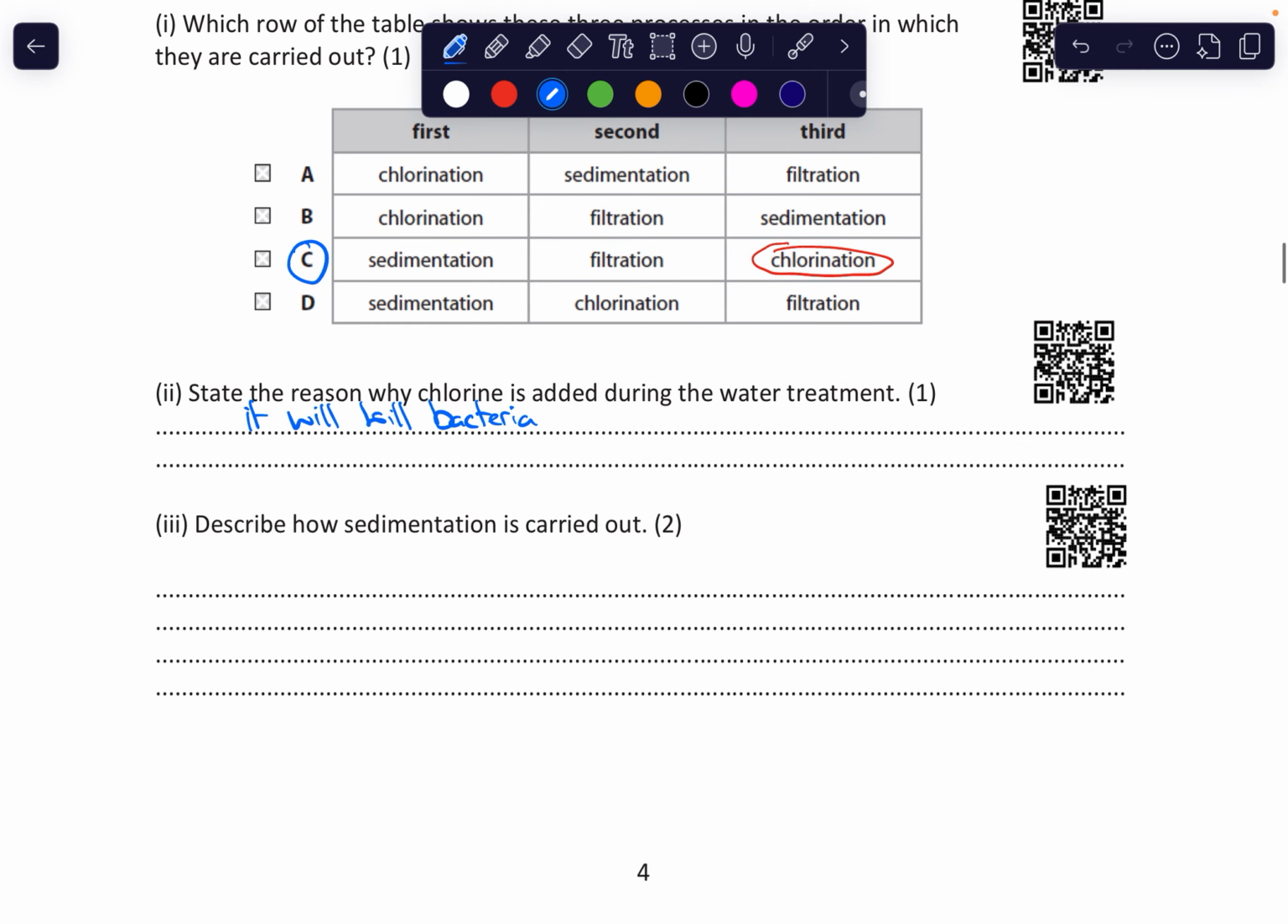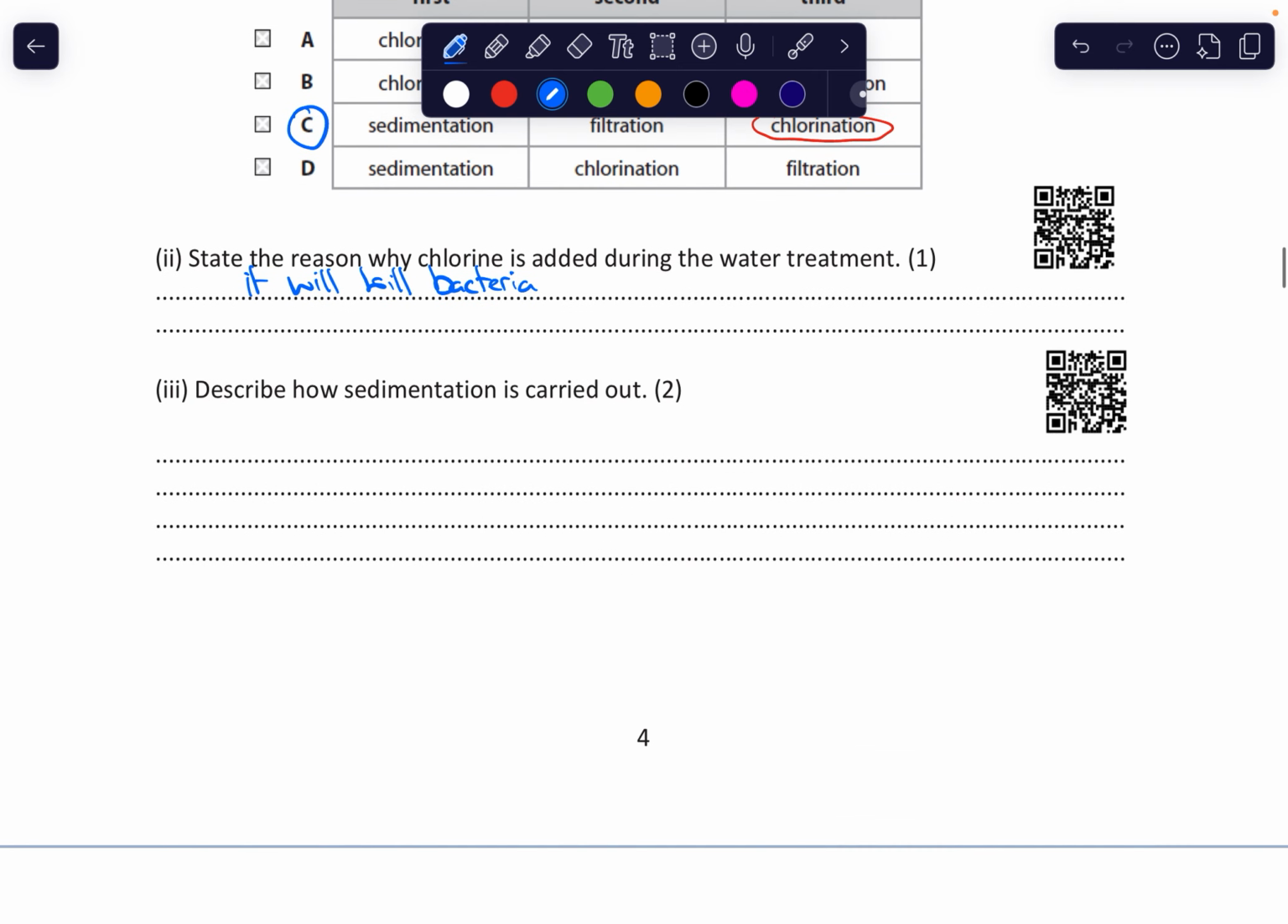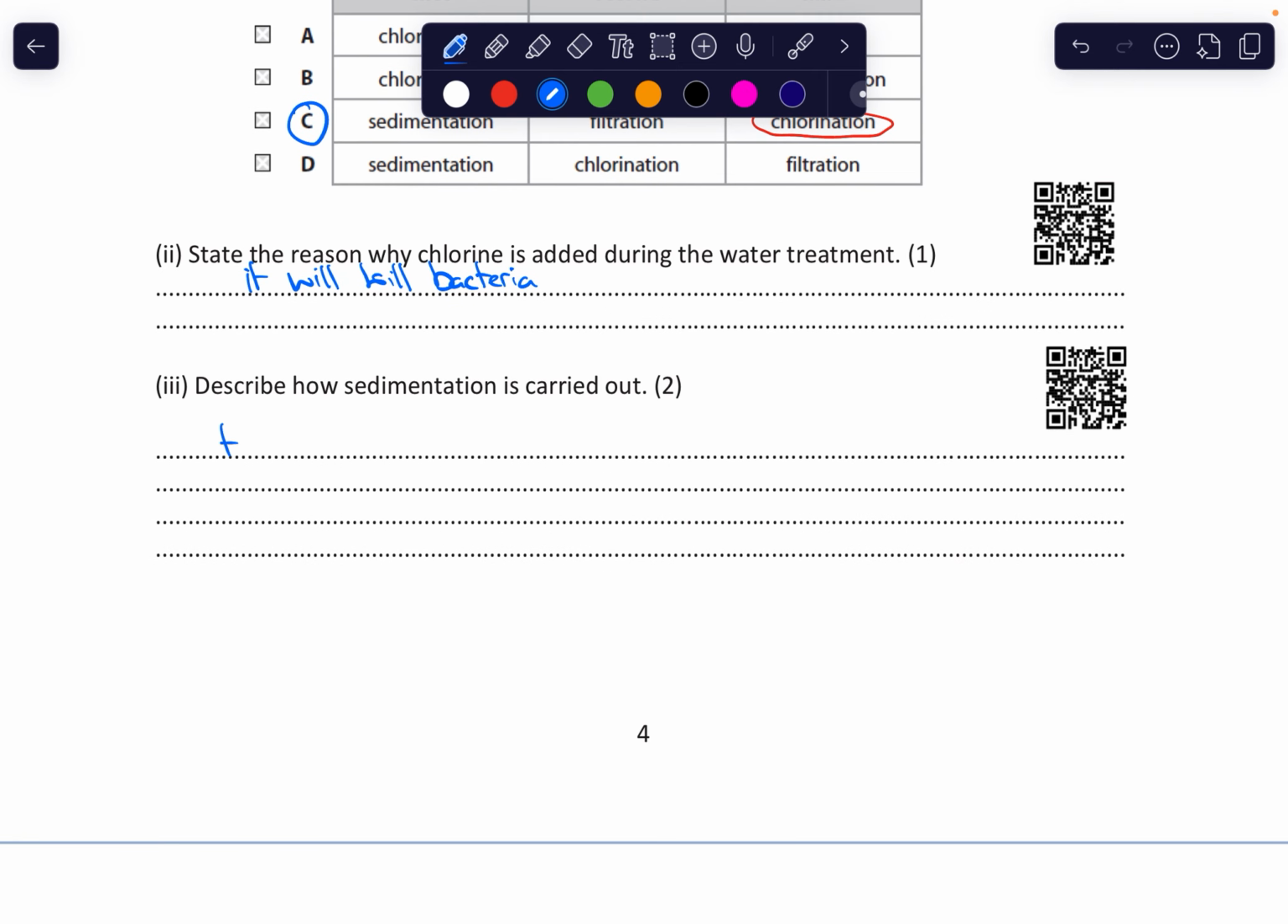Describe how sedimentation is carried out. So what they do in sedimentation is the water is placed in a tank. So what's going to be left in the tank, and then what happens over time, the sediments, so the bits of particles in there, will sink to the bottom. 1 mark for each of those.